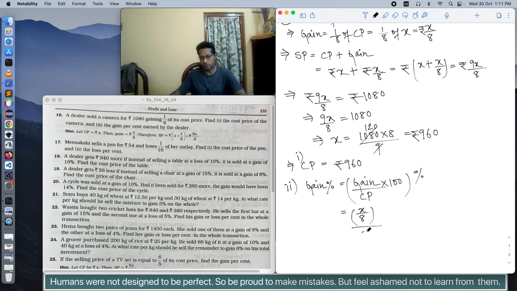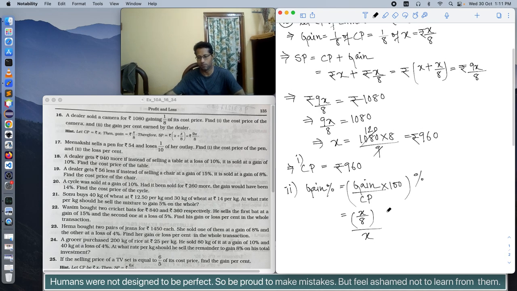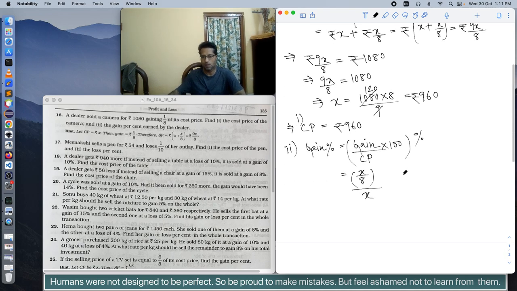and the CP was x, as it was assumed, the CP was assumed to be x, and we have multiplied by 100, this much percentage. This when simplified becomes x multiplied by 100 divided by 8 into x, this much percentage. X cancels out, and 4 divides 8 with 2, 4 divides 100 with 25. So this is equal to 25 divided by 2 percentage.